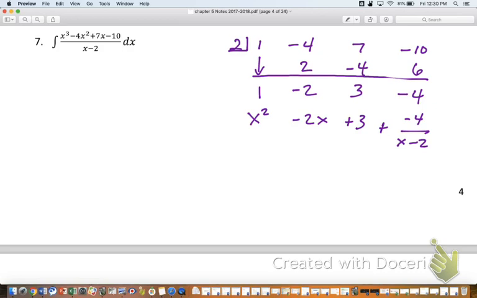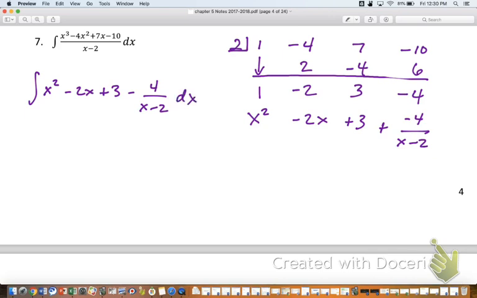synthetic division. Okay, so at this point you might be asking, why on earth is this in the whole section with natural log? You're about to find out. So I'm going to rewrite my integral here. It's going to be integral of x squared minus 2x plus 3 minus 4 over x minus 2 dx.